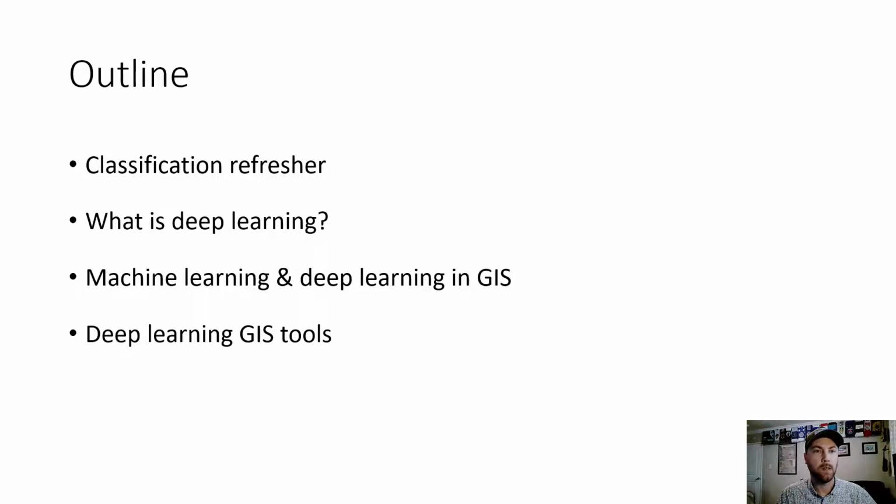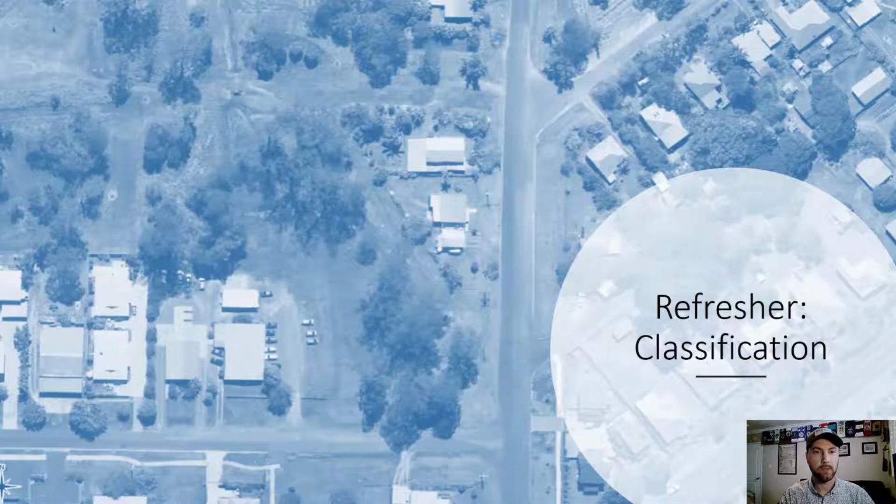Quick outline. We're going to do a quick refresher on classification. It's been a couple of weeks since we've done that. What is deep learning, machine learning, and deep learning in GIS? And finally, deep learning GIS tools. What are the actual tools that are available to you in GIS?